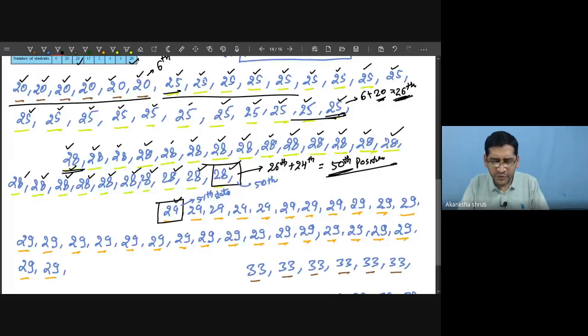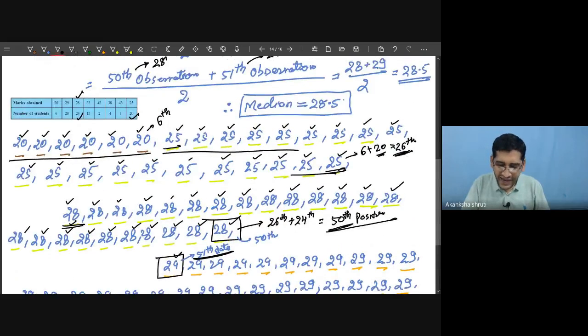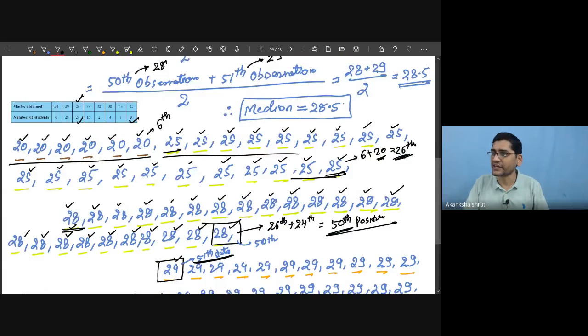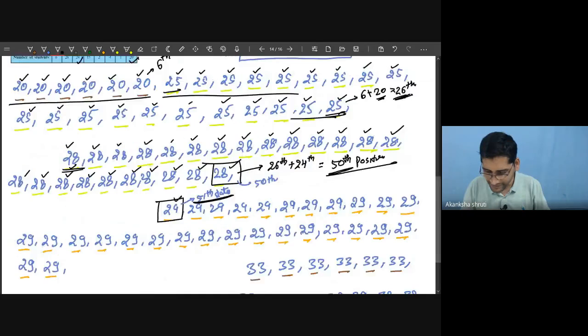Once the 50th position is allocated, obviously the next will be the 51st position. So this way the 50th and 51st can be allocated without writing all this data. How? Just by adding their frequency, or the number of times the data is occurring. So this way of writing in tabular form is called cumulative frequency. So that we will do.